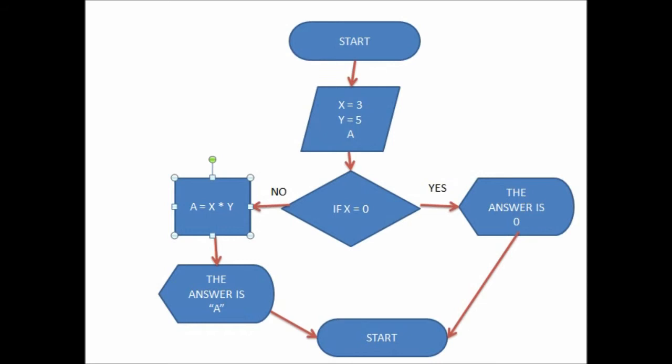What is the process? That a is equal to x times y, where x is equal to 3 and y is equal to 5, and we can say that a is equal to 3 times 5. Then we show a message that says the answer is a, the value of a. What is the value of a? 3 times 5, and this is 15. Then the algorithm is going to end.